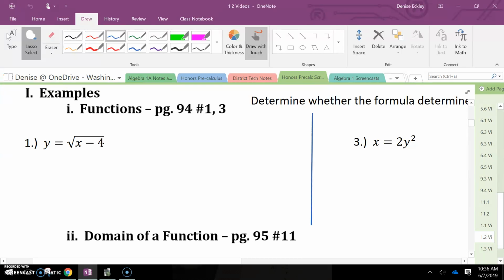Page 94, numbers 1 and 3. We are to determine whether the formula determines y as a function of x. If not, explain why not. So with number 1, we are given the function y equals the square root of x minus 4. And this is indeed a function.